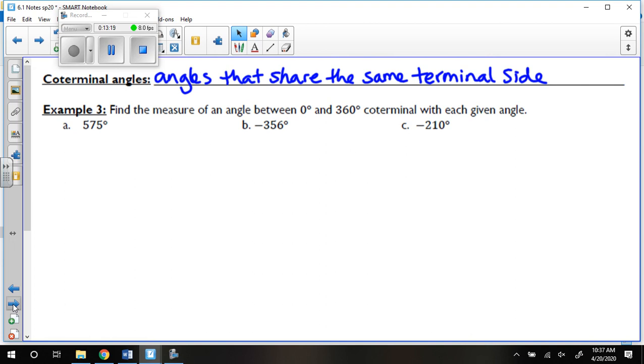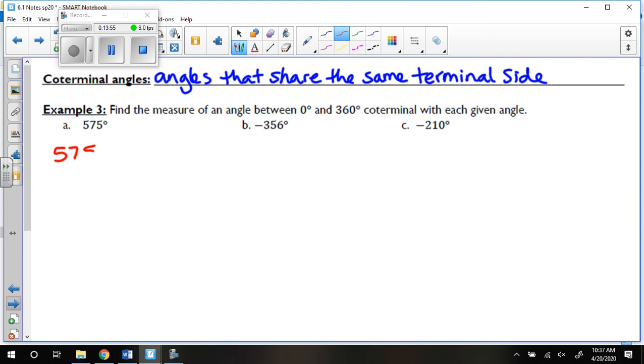For finding the measure of an angle between 0 and 360 degrees that's coterminal with each of these following angles, your goal is to get the number below 360. That's your first goal. So, to get 575 below 360, do I have to add 360 or do I have to subtract 360? Okay, so you're going to have to subtract.